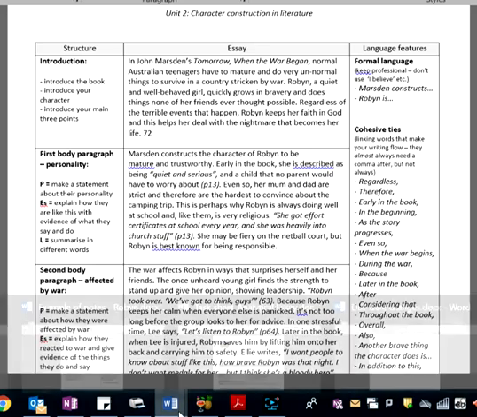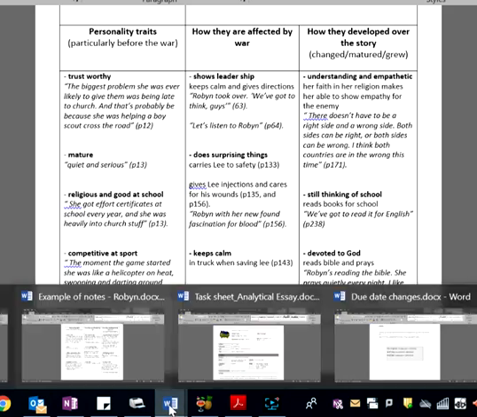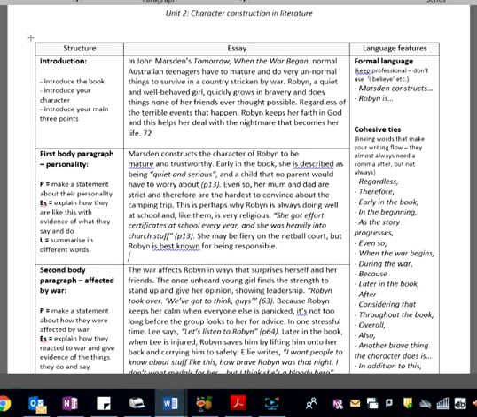Now, to get all of this information, I used my planning sheet. Look, trustworthy, mature. That's why we did the planning. And if you have done this, you'll find that your draft is easy to write. So that's my statement about her personality.